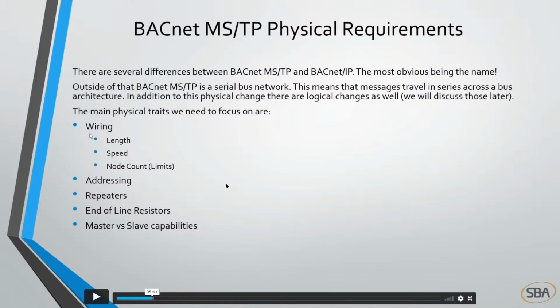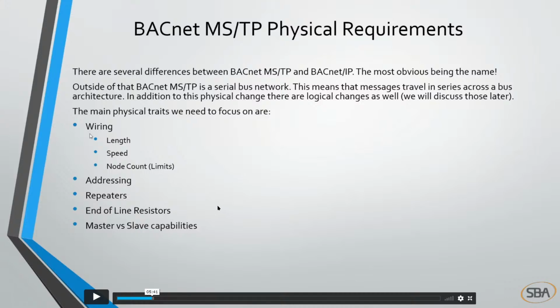For those of you who don't know, MSTP is a serial bus network, and it utilizes RS-485, which is basically a wiring standard. It's typically a 3-wire wiring standard, like 18/3, and it's typically shielded. So the length requirements, the speed requirements, and the node count requirements and limits are all dictated by RS-485.